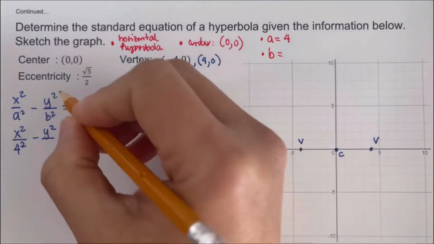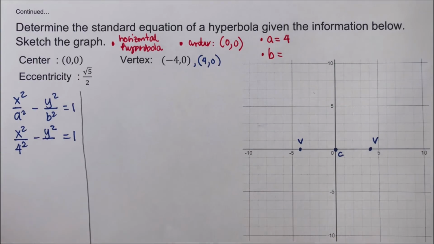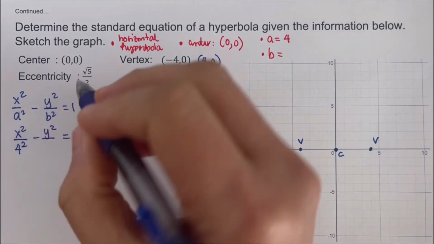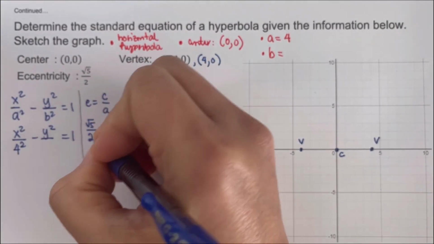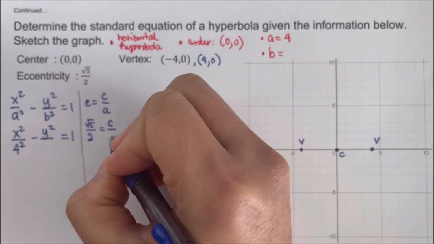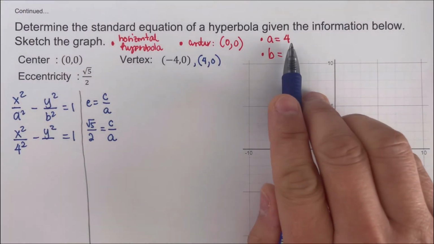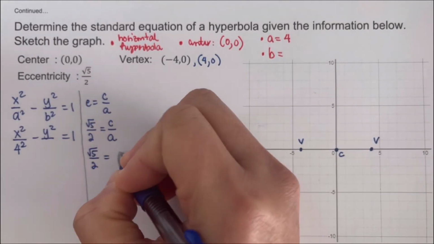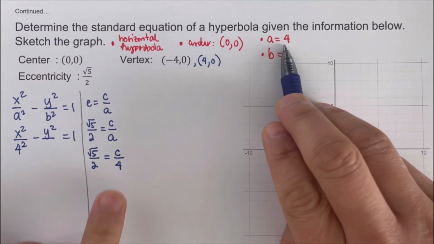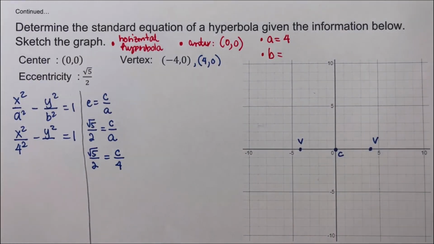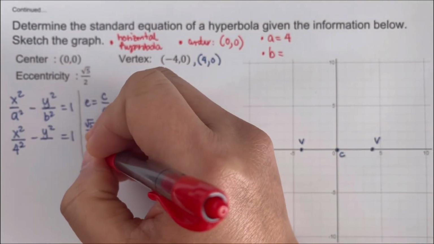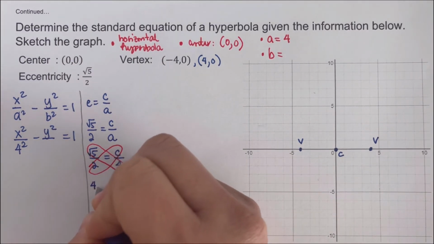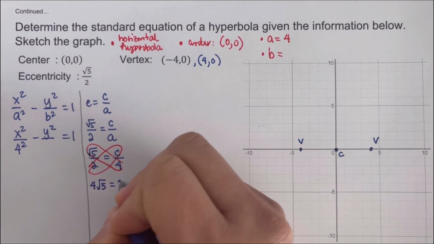I left the b squared blank because we don't know what b is. However, we're given the eccentricity. We remember that eccentricity is equal to c over a. So I'm going to plug in the value, which is square root of 5 over 2, and that is equal to c over a. And since our a was 4, we plug it in here. So this comes out square root of 5 over 2 equals c over 4. So we can go ahead and cross multiply this, and it's going to look like this. So this would be 4 square root of 5 equals 2c.